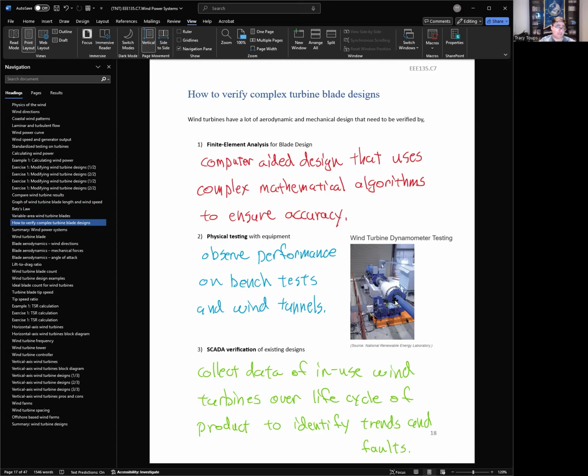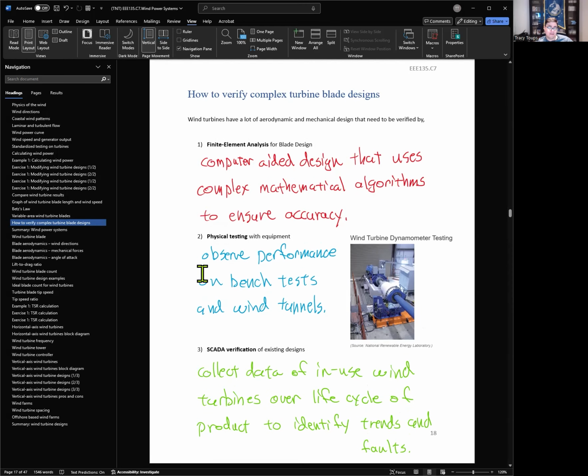Okay, you took EEE 117, right? You built circuits with oscilloscope, plugging in, checking voltage. That's called a bench test because you're putting it on a bench. So we observe performance on a bench test and wind tunnels and verify that it's operating to the spec that we designed for. And if it's not, we got to go back and redesign it and keep going, maybe a few iterations until we get the acceptable results that we want.